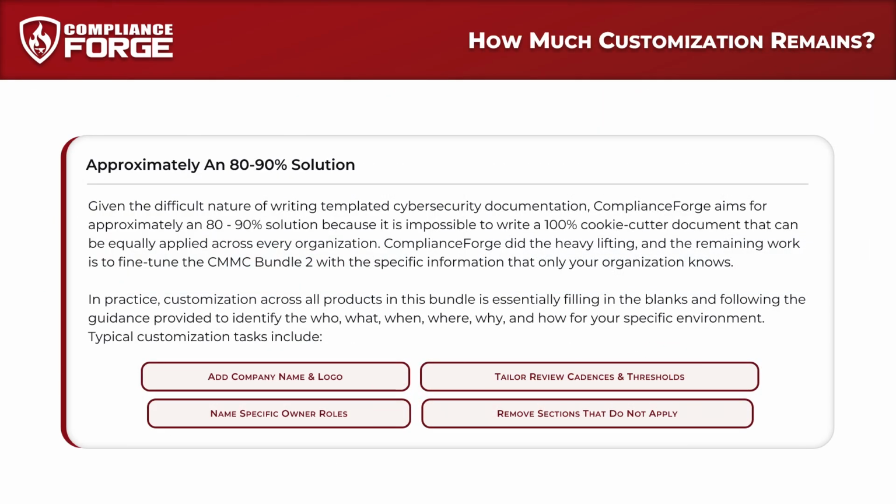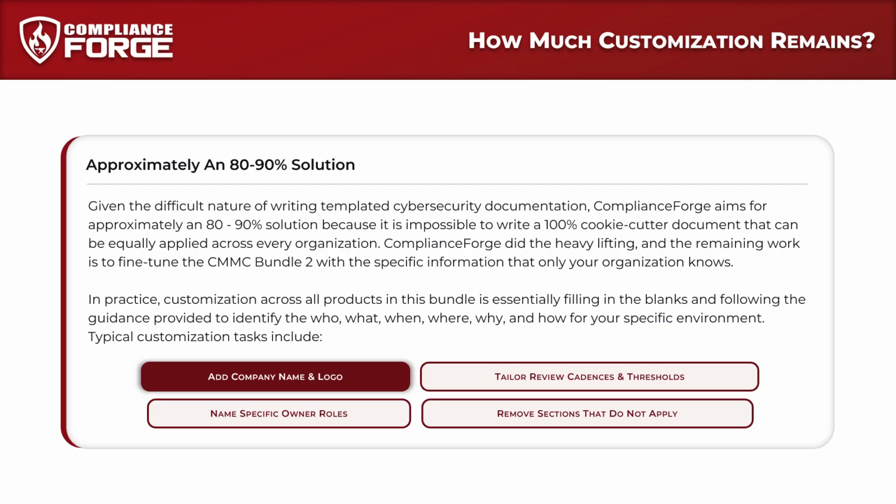So how much work is left for you? ComplianceForge aims for approximately an 80 to 90% solution because it is impossible to write a 100% cookie-cutter document that can be equally applied across every organization. ComplianceForge did the heavy lifting, and the remaining work is fine-tuning the bundle with the specific information that only your organization knows.